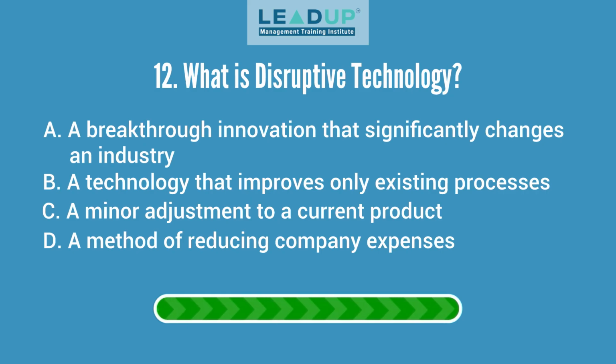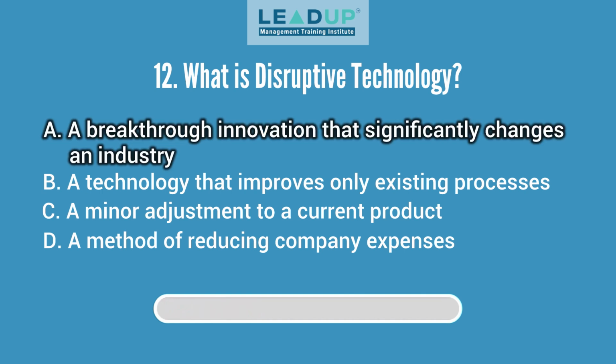Question 12. What is disruptive technology? A. A breakthrough innovation that significantly changes an industry. B. A technology that improves only existing processes. C. A minor adjustment to a current product. And D. A method of reducing company expenses. Answer: a breakthrough innovation that significantly changes an industry.